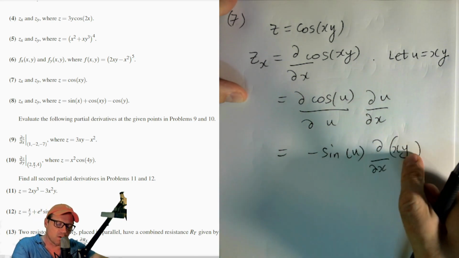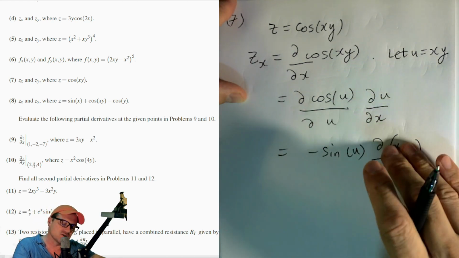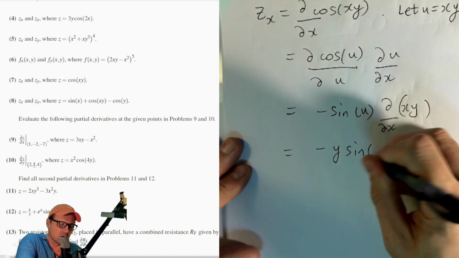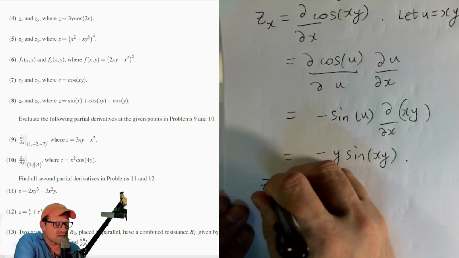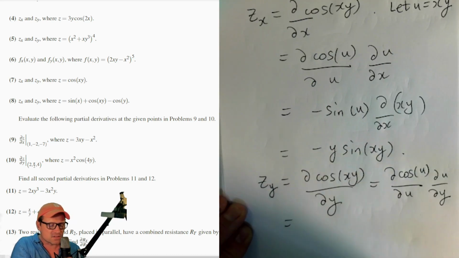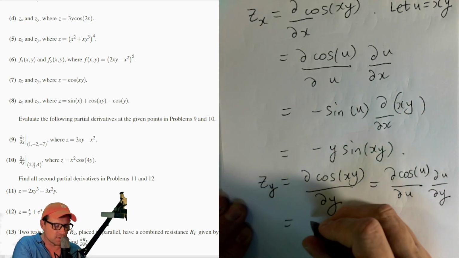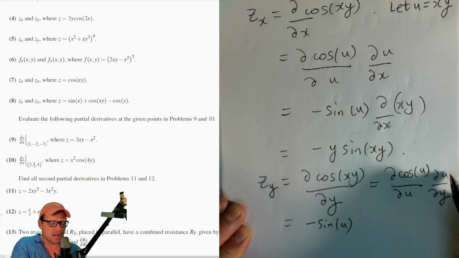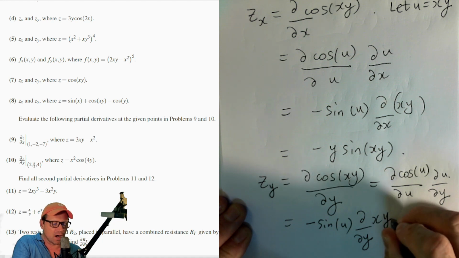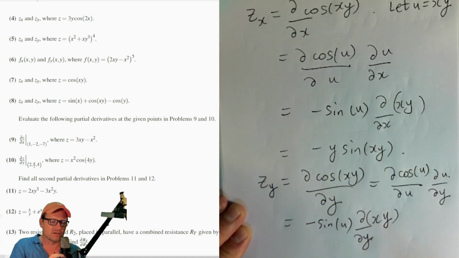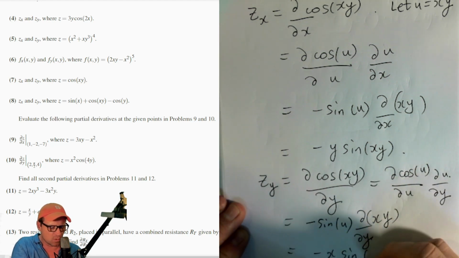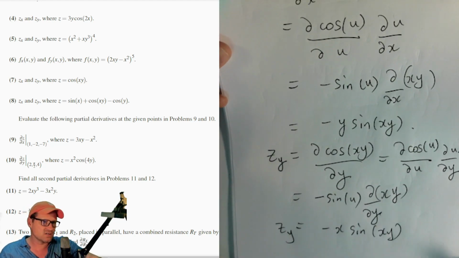And so we can treat that y as a constant. So this is just y. We have minus y sine of u, but u is xy. Okay, now doing the same thing with respect to y, we now want to use the chain rule again. Okay, and so simplifying this, the derivative of cos of u with respect to u is minus sine of u, and u is xy, but this time we're differentiating with respect to y. And so this derivative here will give us just x. So we have minus x sine of u, but u is xy. Okay, and so we're done with question 7.